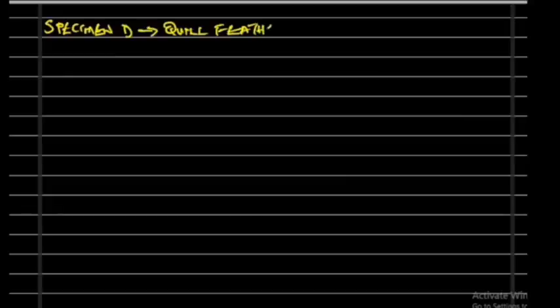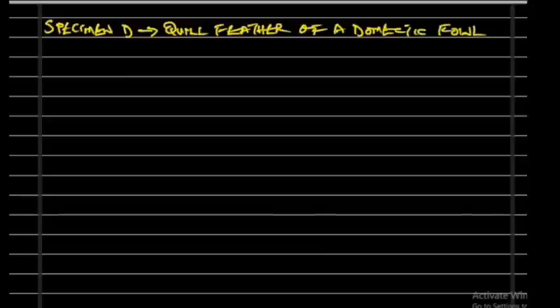So our next specimen is specimen D, which is the quill feather of a domestic fowl. Since it is the quill feather of a domestic fowl, we can quickly talk about the classification of that particular organism. Though we can get quill feathers from other types of poultry birds, we are specifically talking about that of the domestic fowl.